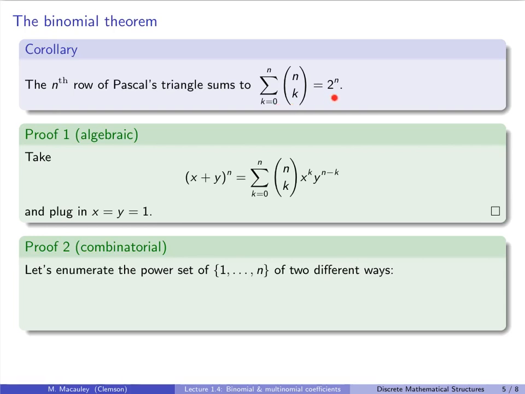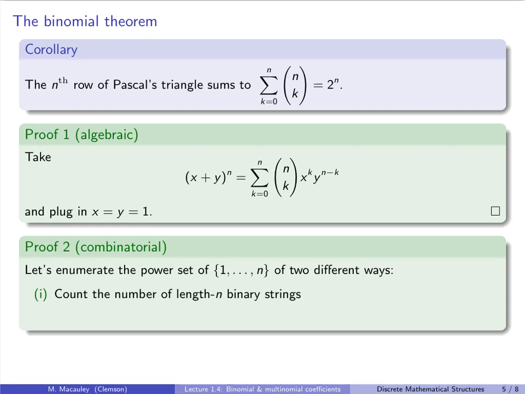What are things that are counted by 2 to the n? Well, one thing is the power set of an n-element set. So let's try enumerating the power set of an n-element set two different ways. The first way, let's just count the number of length n binary strings.